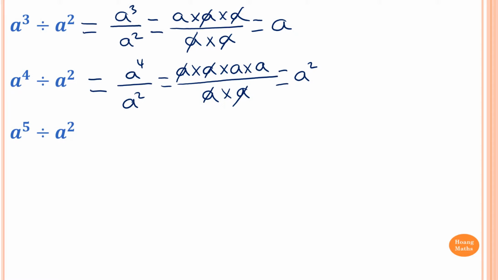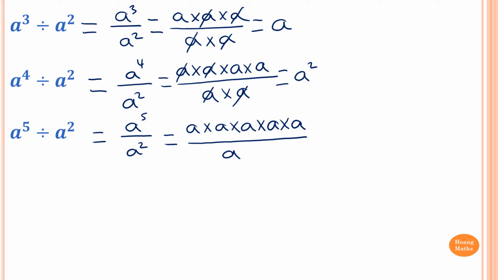So a to the power 5 divided by a squared. So a power 5 over a squared, which equals a times a times a times a times a over a times a. So this cancels with this, this cancels with this. So you're left with a to the power of 3.